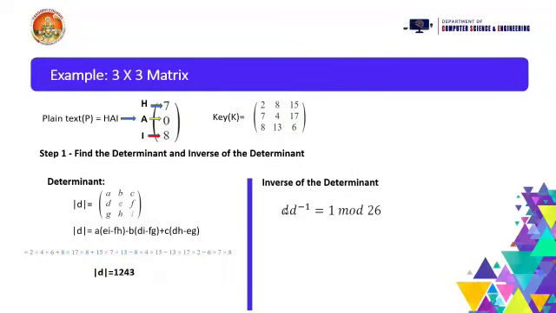Next, we are going to find the inverse of this determinant. For finding the inverse of the determinant, use this equation: D multiplied by D inverse is equal to 1 mod 26. We know the value of D, we don't know the value of D inverse. We are going to find this D inverse. So we can rewrite this equation: this is the value of D, 1243 into D inverse, mod 26 equals 1. This becomes 1 when we multiply 1243 by 5, that is 6215 mod 26. The result is 1. So we can write D inverse equals 5.